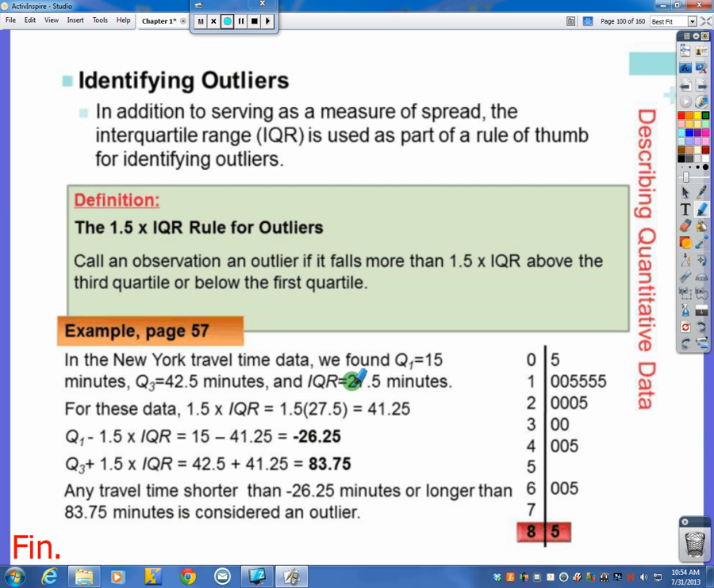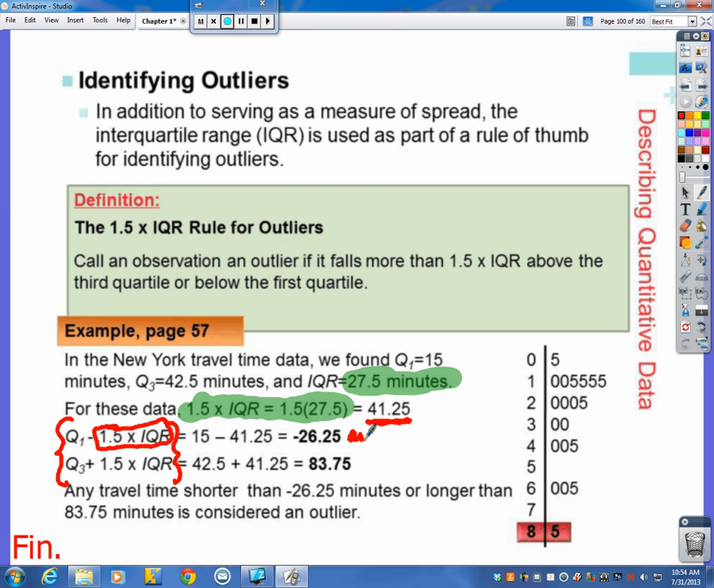Here was our IQR from before, from that last example we just looked at, the 27.5 minutes. If you take 1.5 times that 27.5, here is how much we get to wiggle away from the first and third quartile. We get to wiggle around 41.25 minutes. Now here's the main idea down here. You take the first quartile and subtract that 41.25. So here we've got 15 minus 41.25, which gives us negative 26.25.